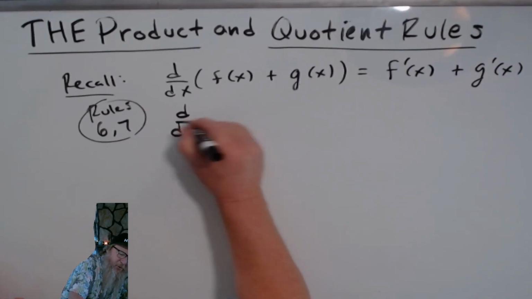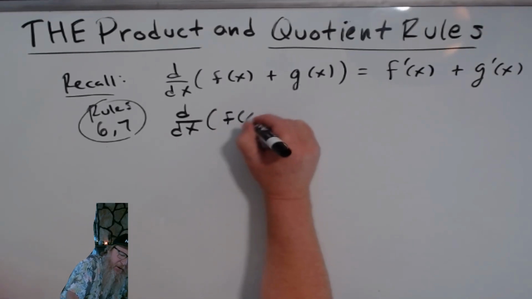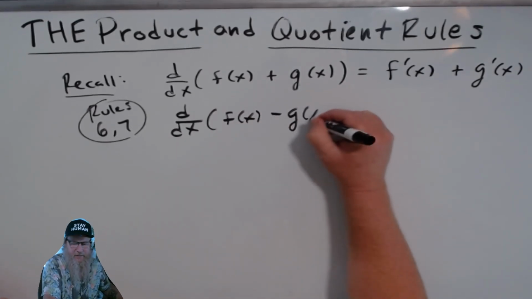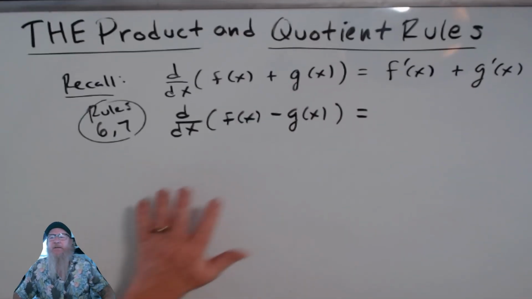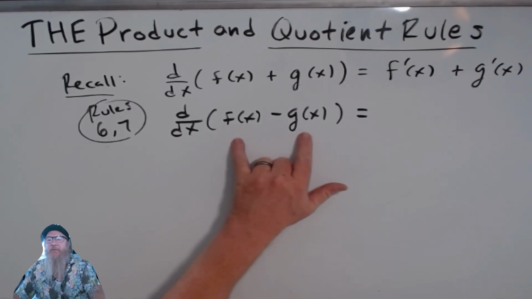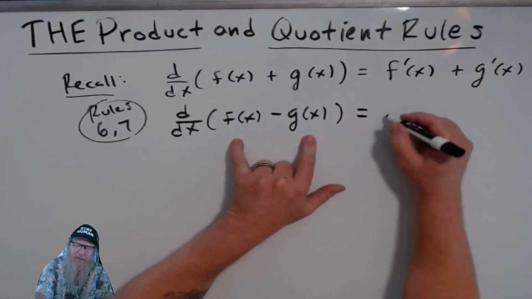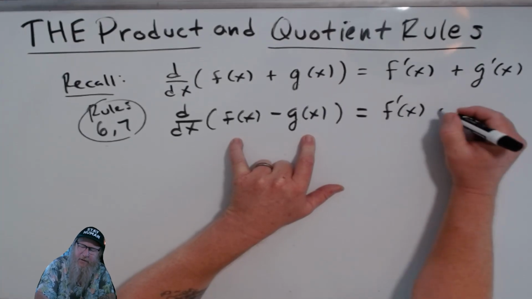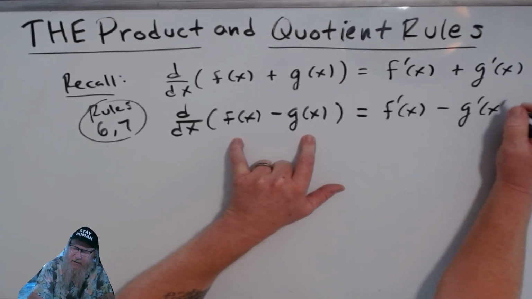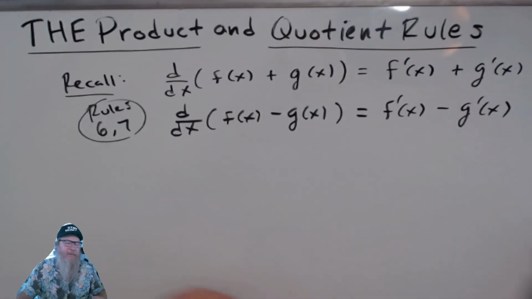The same thing was true for the difference. So the derivative of a difference or subtraction is equal to the difference of the derivatives. Pretty straightforward.